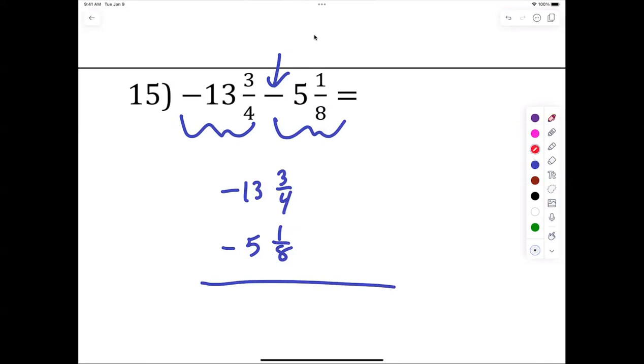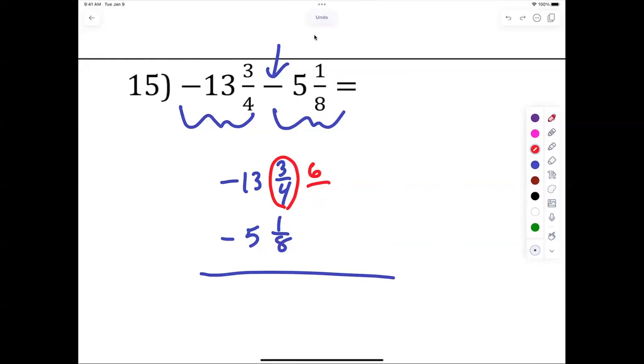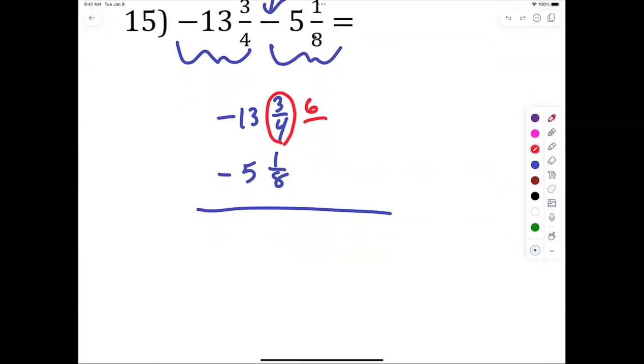Common denominator. So the only one I need to change is which fraction do I need to change? 3/4. And I want everybody to circle that and tell me 3/4 is the same as what? 6/8. Come on, I like it. 6/8. Now, do I add them or subtract them? So what's my final answer? -18 and 7/8. Beautiful. -18 and 7/8. Grant, how am I doing? Good. You understanding me, right?